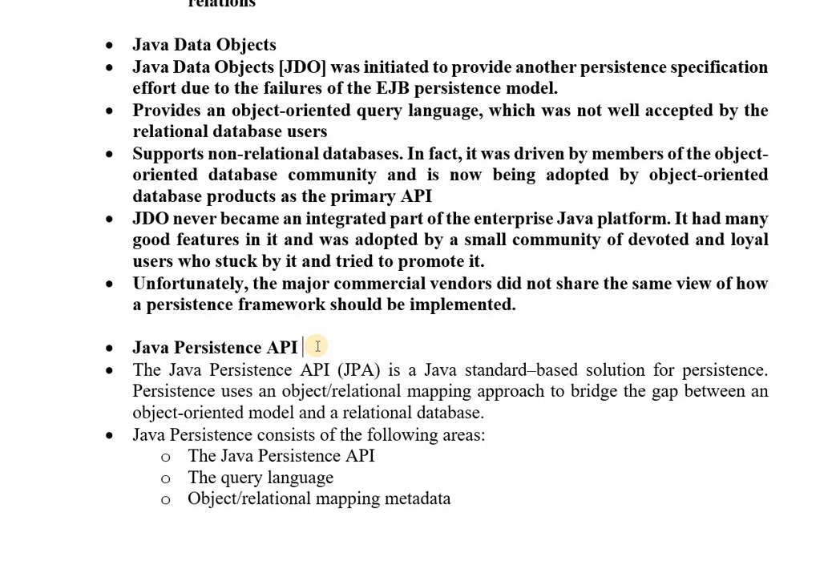And now, lastly, what we have is Java Persistence API, that is JPA. It is a Java-based solution for persistence, and it uses object relational mapping to bridge the gap between your domain model, your object-oriented model, and the relational database. Remember what I told you earlier, domain model, object model, or object-oriented model means the same thing for us. Now, Java Persistence consists of the Java Persistence API, query language, and object relational mapping metadata. We are going to study JPA in much more detail later on, so right now I am not focusing much on it.